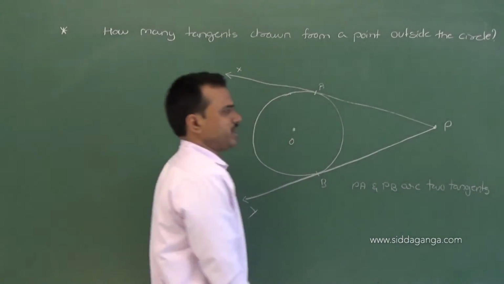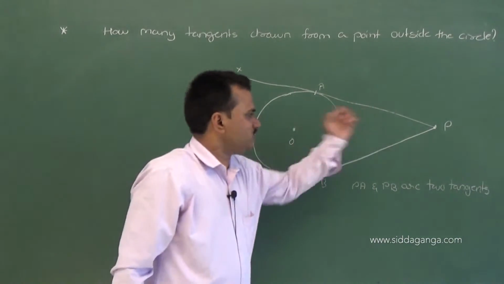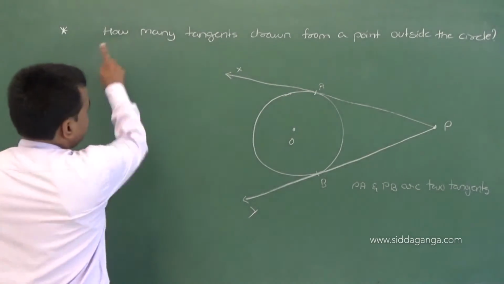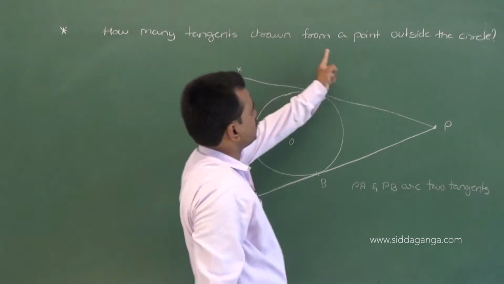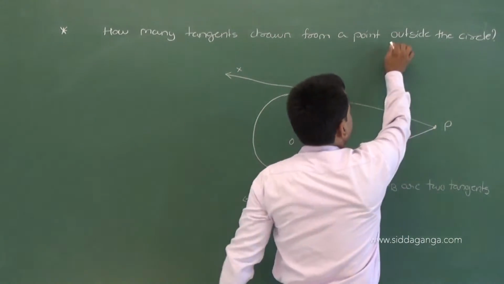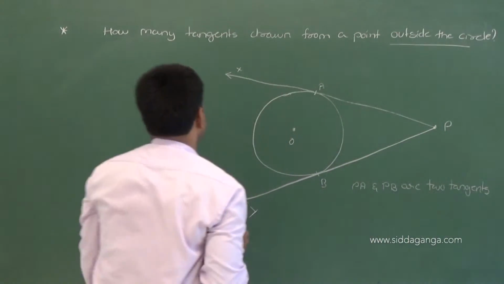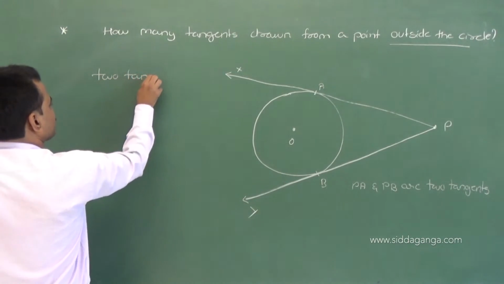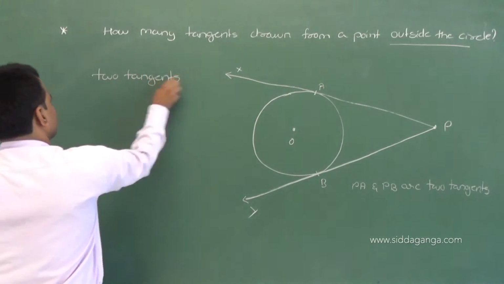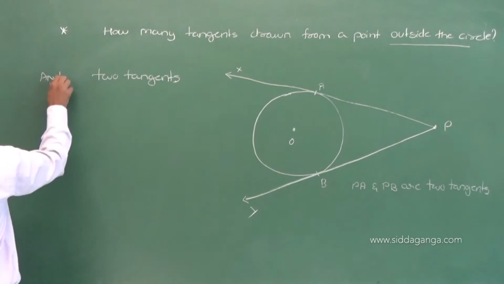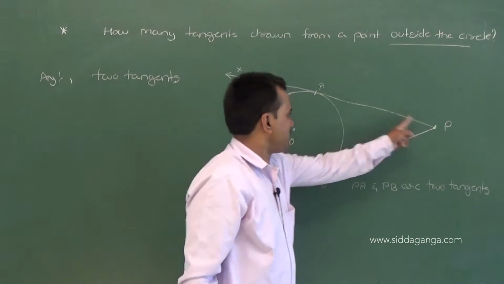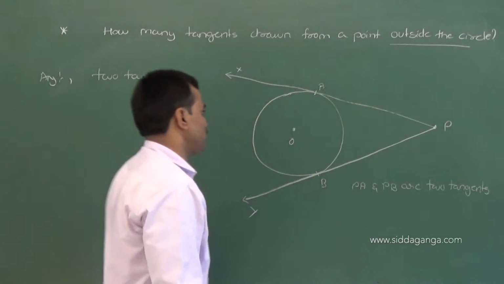Two tangents from the circle. So the point P lies outside the circle. So the question is, how many tangents can be drawn from a point outside the circle? The answer is two tangents. Correct? So PA and PB are the two tangents.